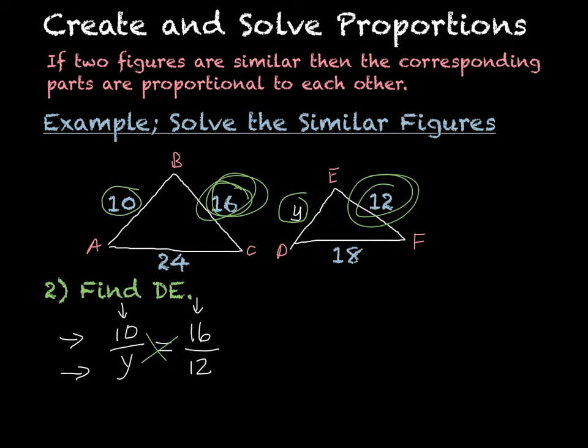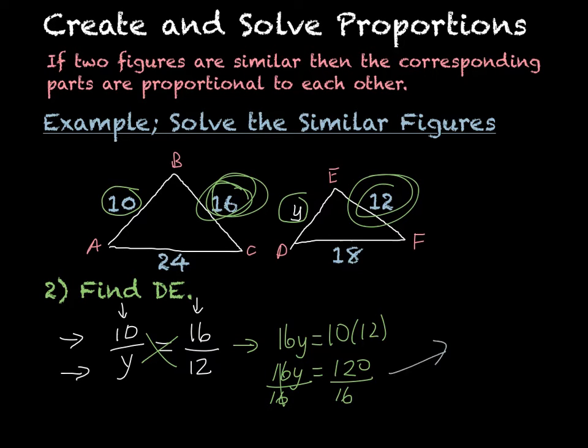So I have the first triangle on top and the second triangle on bottom, corresponding parts of each going down. I'm going to cross multiply, and that's going to give me 16y equals 10 times 12. So I have 16y equals 120. Then I divide by 16, and y equals 7.5. So DE is 7.5, and that's your final answer.